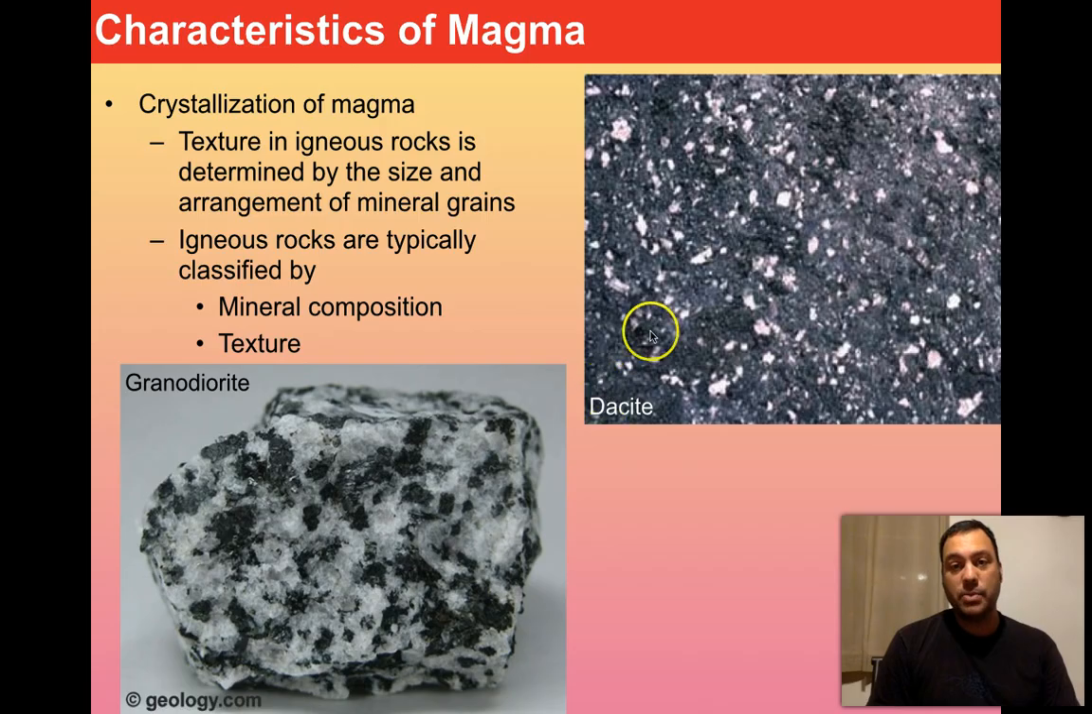So even though this one is gray with white speckles in it, and this one is white with some dark zones in it, this is classified as a different kind of rock than this one. And the reason why is because of the grain size. Chemically, they're identical to one another. So igneous rocks are typically classified by their mineral composition and their texture. So you can have the same mineral composition as these do and get different textures, and that causes them to have different names. This is something called a granodiorite. This is something called a dacite.